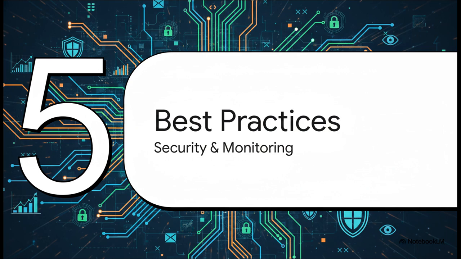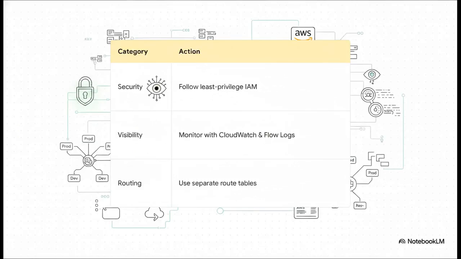Moving to section 5. With your central hub successfully built, your attention needs to immediately shift to day 2 operations and security. To maintain a strict operational blueprint, there are 3 absolutely crucial areas you need to focus on. For security, you've got to follow least privilege IAM permissions. Only give administrators the exact access they need, nothing more. For visibility, you want to be continuously monitoring your traffic using CloudWatch and VPC flow logs so you aren't flying blind. And for routing, make sure you use separate route tables for network segmentation. Keep your production traffic well away from development, enable route propagation where it makes sense, and please, meticulously document your policies.